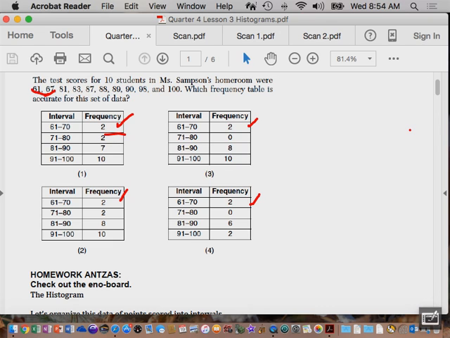So, that can't be it. Oh, these 2 guys look pretty good. All right. Now, I'm going to count all the way up between 81 and 90. So I got 1, 2, 3, 4, 5, 6. Well, this one has a 6, that one has an 8, so that can't be it. And then just to verify that it's right, I have 2 between 91 and 100, so choice 4 has to be the correct answer.